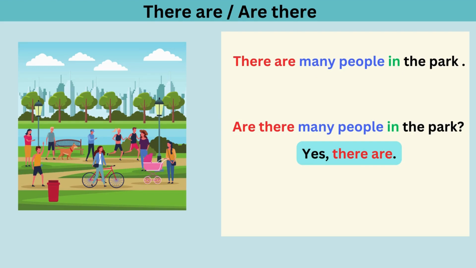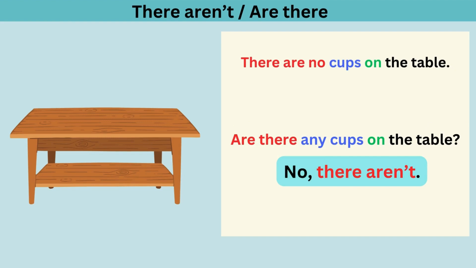There are many people in the park. Are there many people in the park? Yes, there are. There are no cups on the table. Are there any cups on the table? No, there aren't.